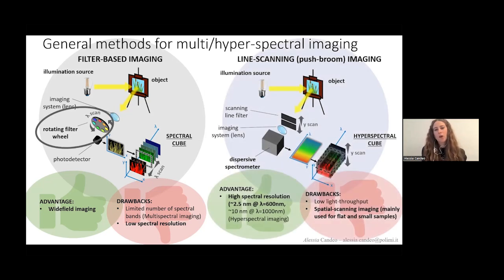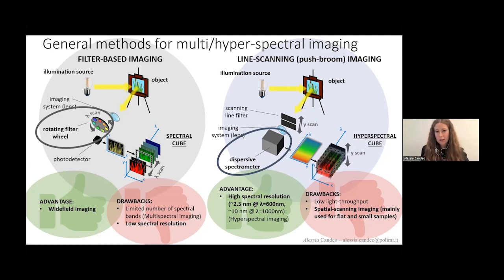Another way of obtaining a hyperspectral cube is called line scanning or push broom imaging, in which we have again an illumination source. We illuminate our object, and then with the line filter, we select only single lines of the object, and we send them through an imaging system and then to a dispersive element, for example, a spectrometer or a prism. And then we collect the spectral information of single lines. So to retrieve an image, we have to scan the line filter throughout the object.